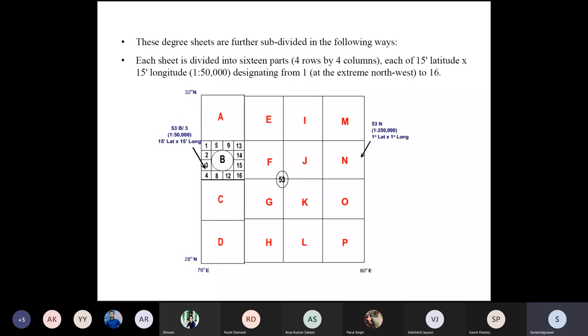Now, coming to the next, further, the 1 degree cross 1 degree sheet is further divided into 15 minute cross 15 minute sheets. So how many 15 minute cross 15 minute sheets will come? The answer is the same, 16. Yes, 16. And again, the numbering is in 1, 2, 3, 4 form.